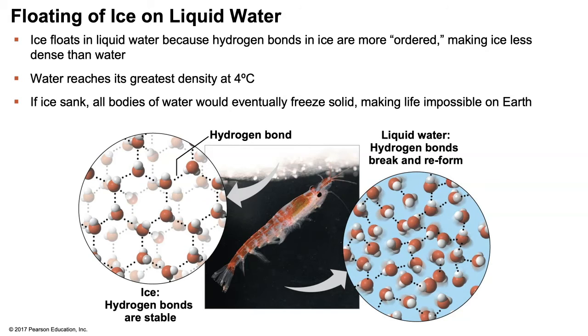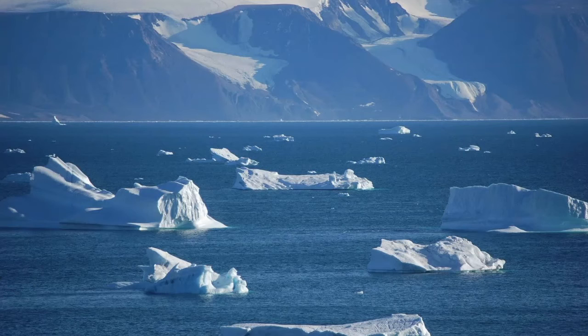And let's just think about this for a minute. What would happen if ice didn't float? What would happen if it sank? Well, if ice continuously sank, leaving liquid water at the top of a water source, there would be a cycle of freezing and sinking until the entire body of water was frozen. This would kill all life.